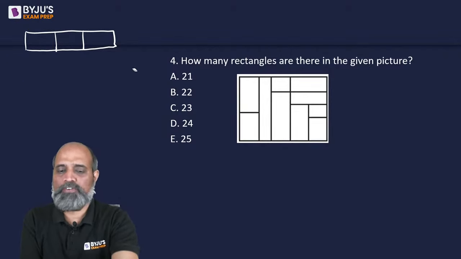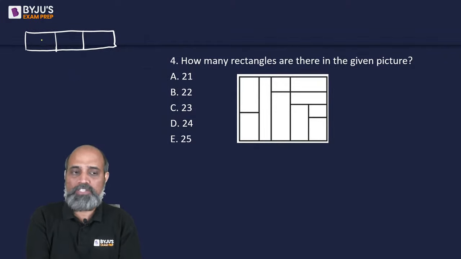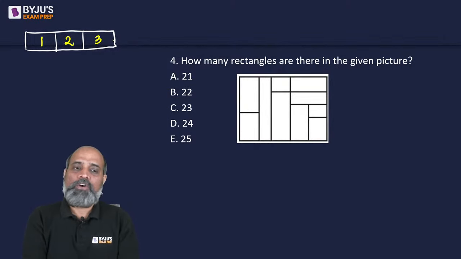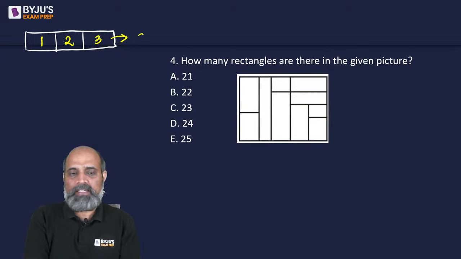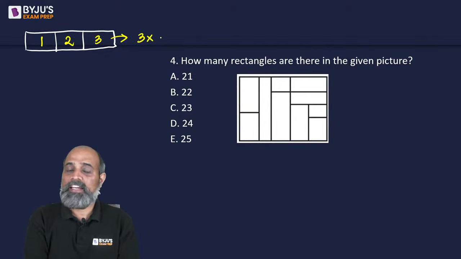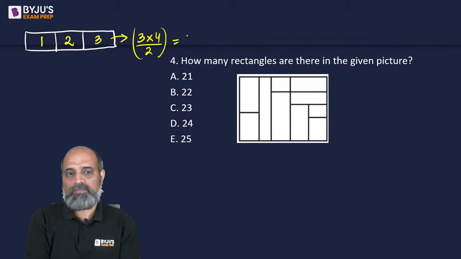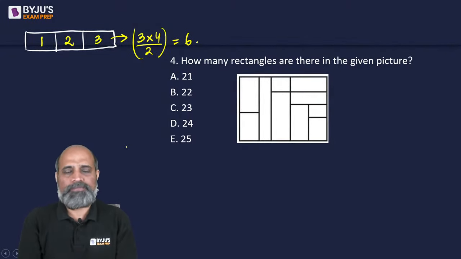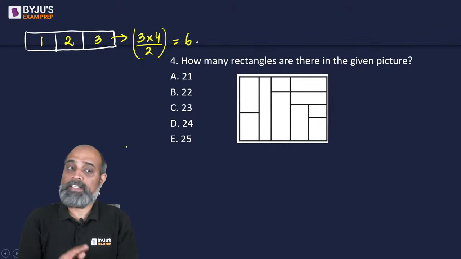So what is the formula for this type of figure? What you do is, instead of writing 1, 1, 1, you write 1, 2, 3. Okay? And then you take this 3 and multiply it by the next number and divide it by 2. 3 के बाद क्या आता है? 4. है ना? So 3 into 4 divided by 2. That will give you the total number of rectangles here.